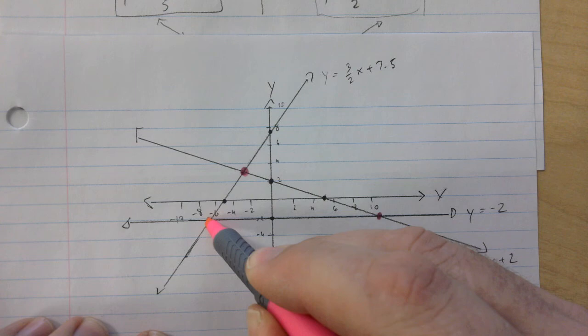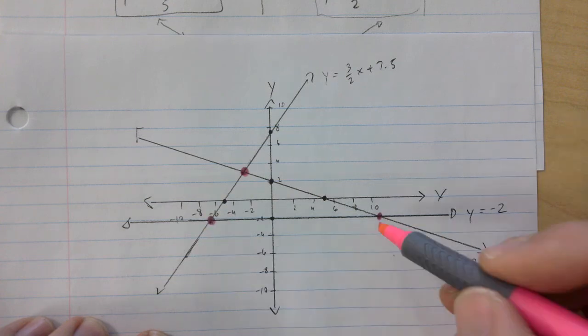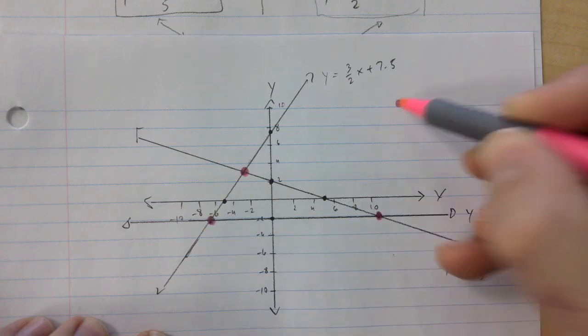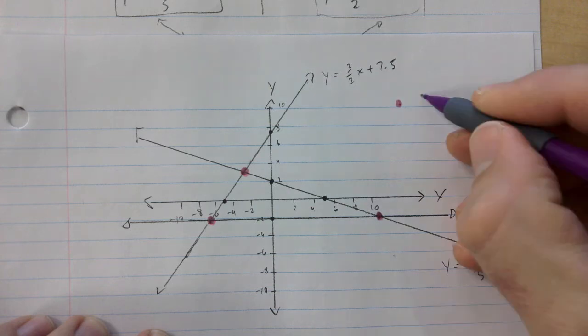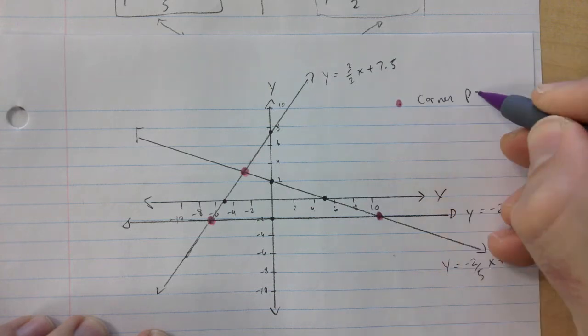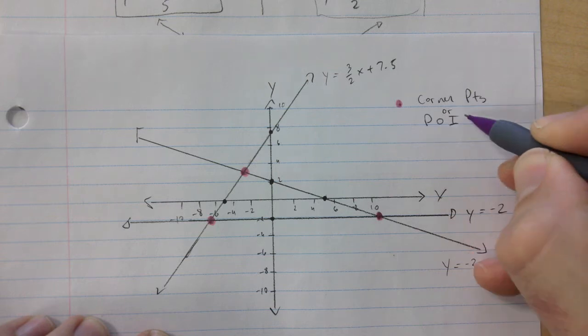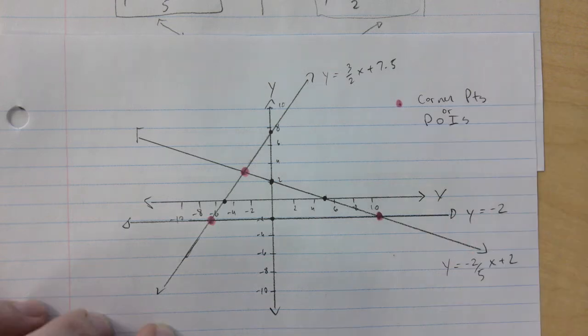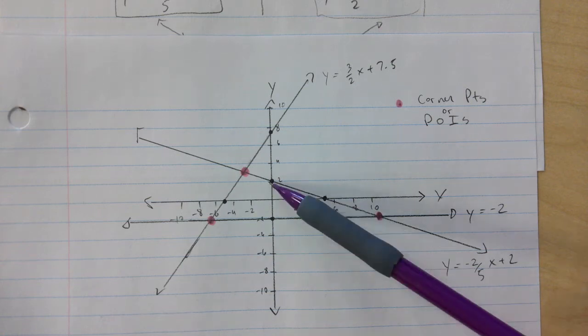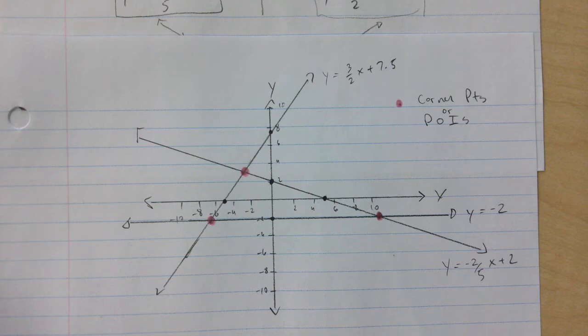Okay, so these are your corner points, or points of intersection, right? So don't mix up the ones that cross the x-axis or the y-axis. Those are just points you plotted in order to be able to graph your lines.